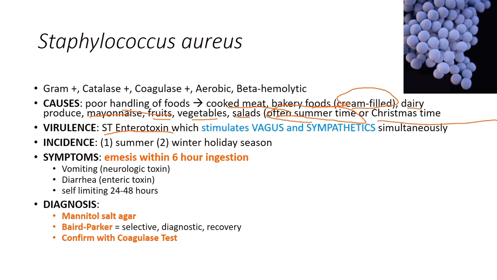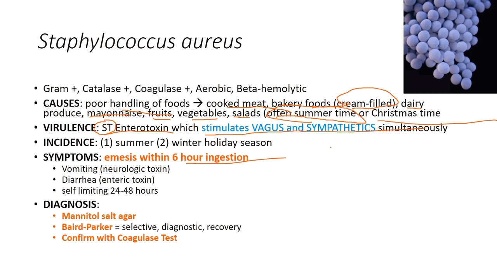So virulence, it produces an ST enterotoxin, which does not do what our other ST enterotoxins have done with any of our organisms. This is special, and you have to know this. This is free points. It stimulates vagus and sympathetics and induces severe emesis, vomiting within a few hours. Okay, you got a party, a bunch of people getting sick from this. They vomit really, really fast, right?